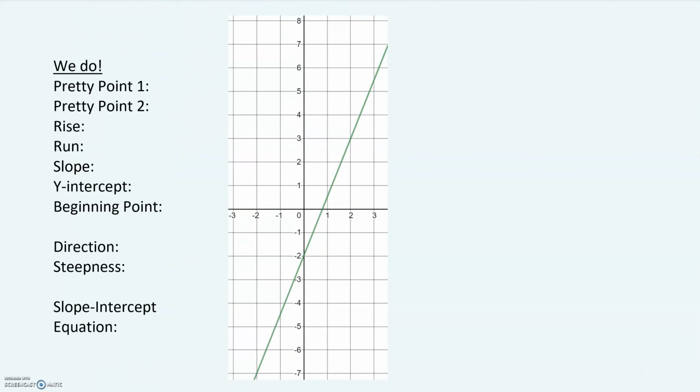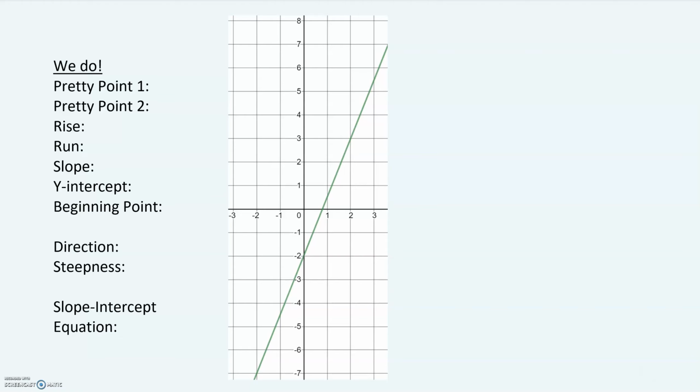All right, and here is our first problem. So we have this graph, and we need to figure out what our equation is. The first thing that we need to do is find those pretty points. Any two that you can find. It doesn't matter if it's the first one or the last one, or the ones in the middle. Any two pretty points that you can find will work.